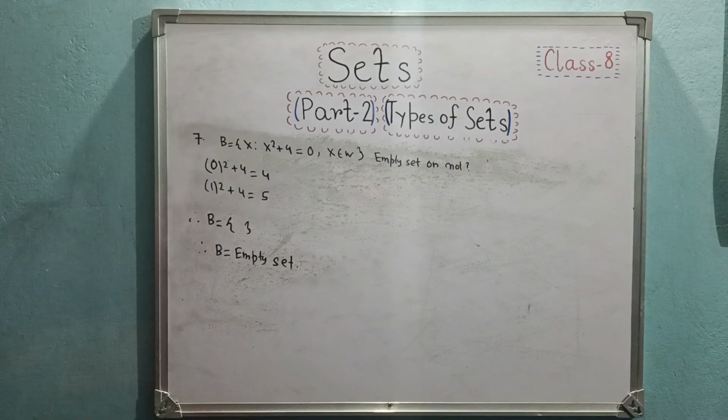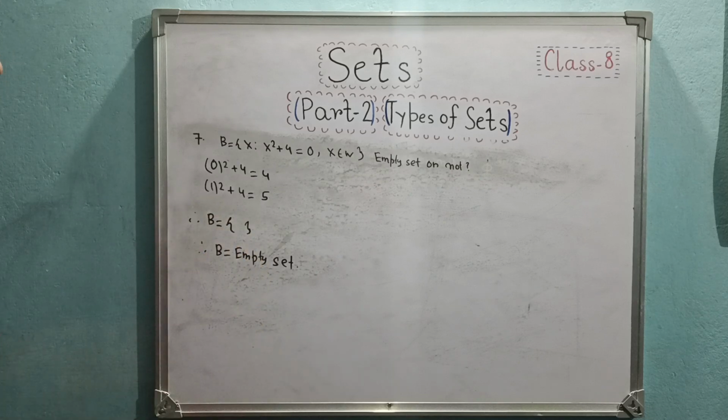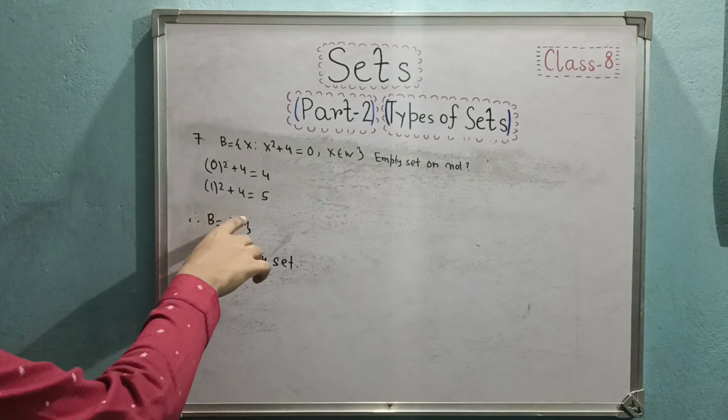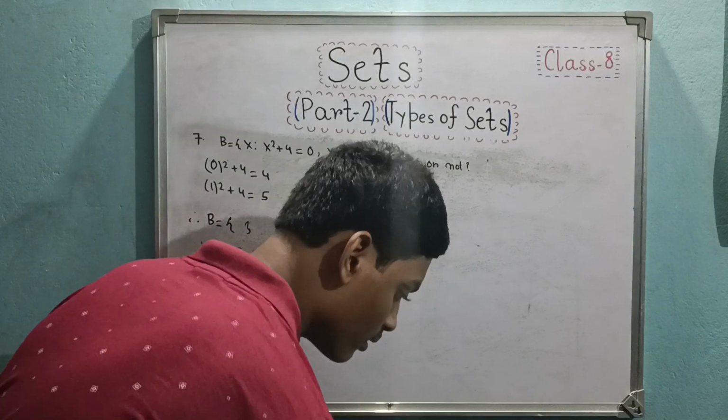Now you will be asking, sir, why are you writing B equal to the empty set symbol first and then writing B equal to empty set in alphabets? For your convenience. But you can just write the first part only, B equal to two curly brackets with nothing within. That's also correct. No need.